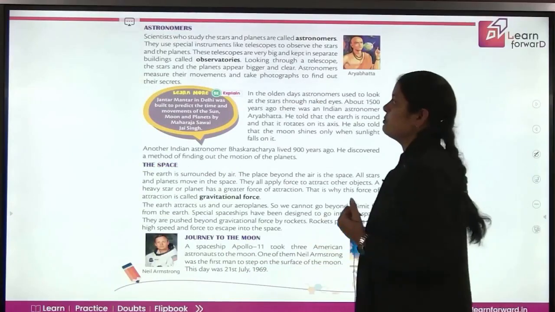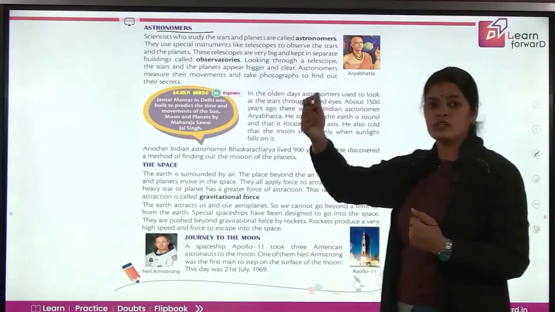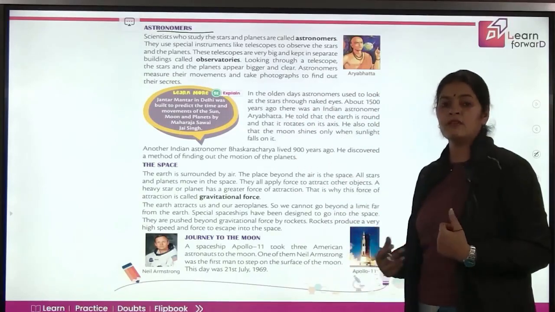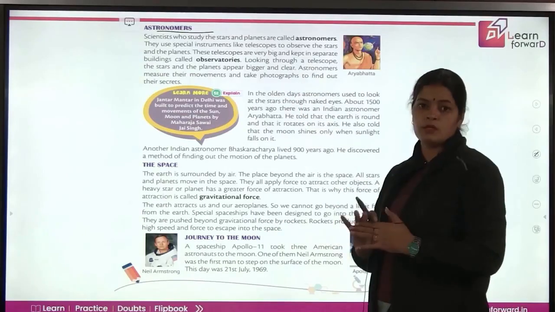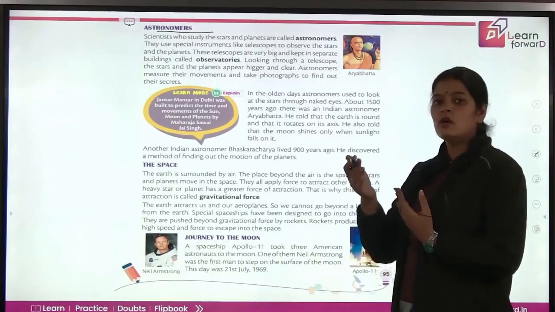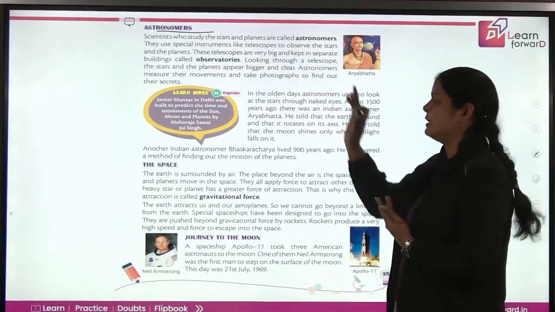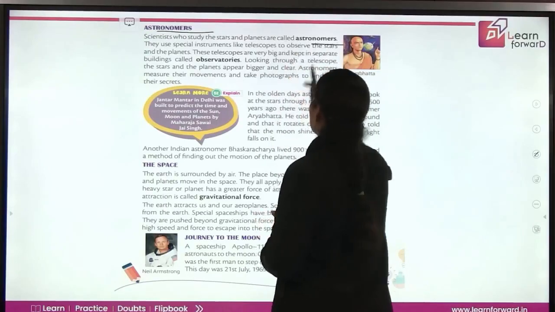Now astronomers. There are some astronomers that have reached till space. They have studied space, they have studied planets, they have given certain numerical values as well. The person or the scientist that studies space or related objects is called an astronomer. Scientists who study the stars and the planets are called astronomers.